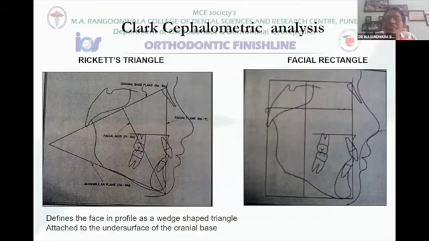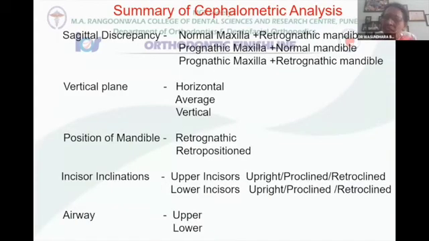Another more important thing to read is the Clark's cephalometric analysis, the Ricketts triangle and the facial rectangle, very well explained in Clark's book. So with this, a summary of cephalometric analysis should be made. Sagittal discrepancy, where it is. It could be a normal maxilla with a retrognathic mandible, or a prognathic maxilla with a normal mandible, or a prognathic maxilla along with a retrognathic mandible. All cases are not very ideal cases with a normal maxilla and a retrognathic mandible. Moyers has given 6 sagittal types of class 2 malocclusion with 5 vertical types. So it could be any of the combinations.